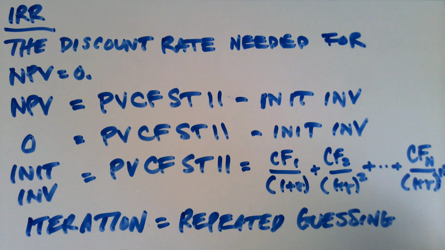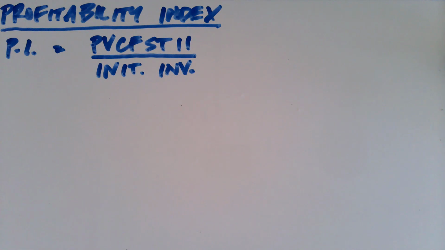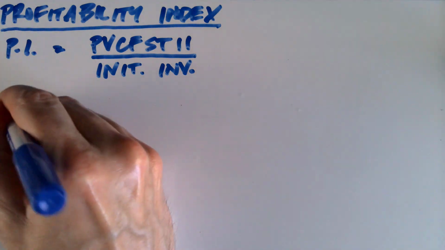Next, we are going to work with Profitability Index, and it is defined as the present value of cash flows subsequent to initial investment divided by initial investment. And keep in mind that initial investment here is a positive number. Many times we think of this as being negative, but in this case it is positive. What can we do here? Well, I recognize some of these things from NPV.